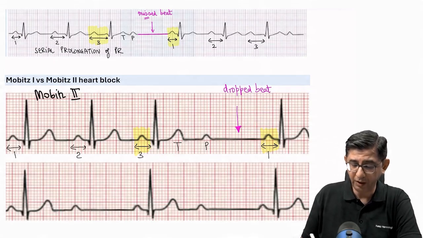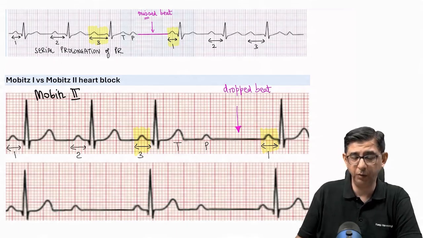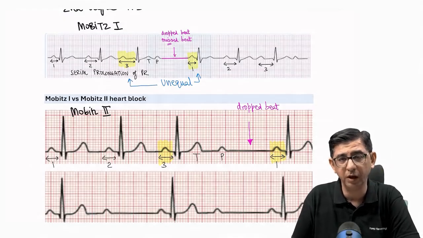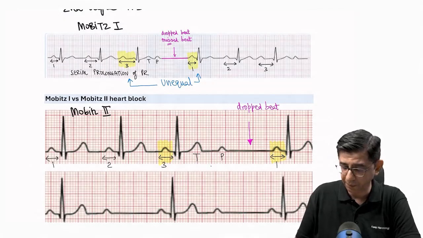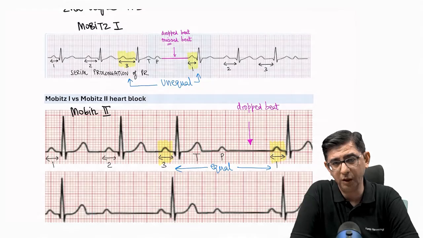So I wanted to mainly highlight that if there is inequality of the PR interval, like in this particular case where I'm putting the data, inequality of the PR interval before and after, then you will say it is Mobitz 1 heart block. If the PR interval's mathematical duration before and after is equal, then you will say that you're dealing with Mobitz 2 heart block.